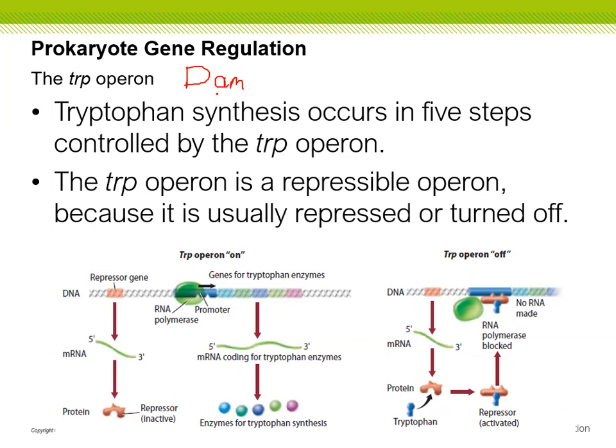Basically, this is usually off. A water dam is usually mostly closed, right? Let the water build up behind it. Occasionally, though, we need to open that dam. We need to turn this operon on. So a TRP operon is called a repressible operon, AKA it's usually off.